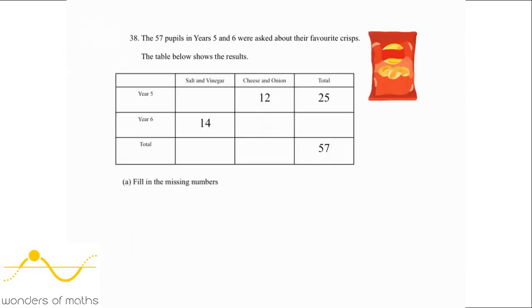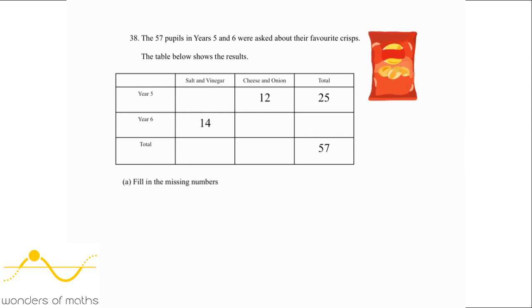Consider this question. The 57 pupils in years 5 and 6 were asked about their favourite crisps. The table below shows the results. In the first section of the question, we're asked to complete the table. The easiest way to go about this is to identify a row or a column in the table where there is only one piece of missing data. We can identify this here and here.